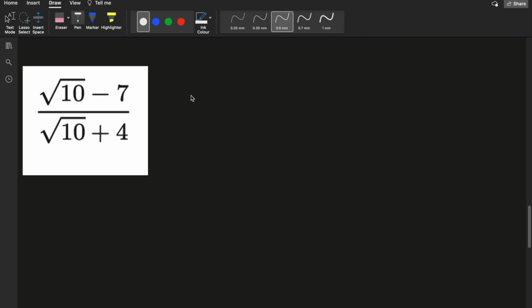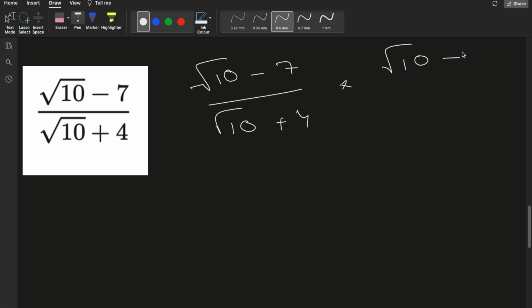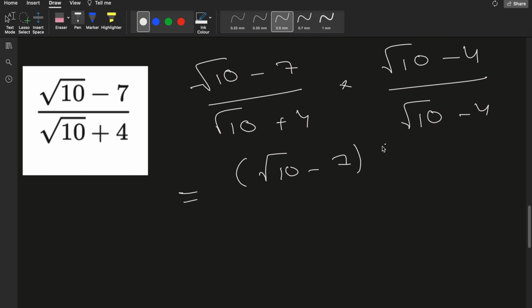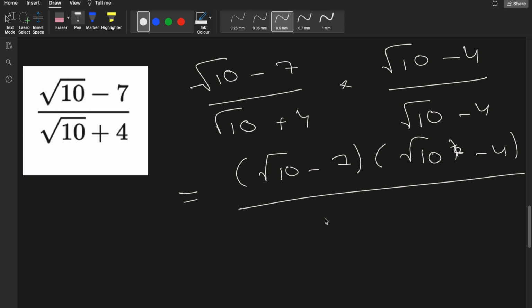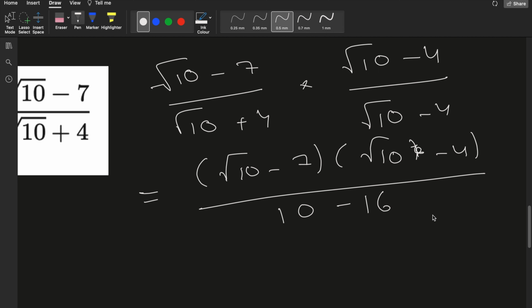Okay, so now let's solve this. Square root of 10 minus 7 divided by square root of 10 plus 4, multiplied by square root of 10 minus 4 divided by square root of 10 minus 4. This would be square root of 10 minus 7 into square root of 10 minus 4, divided by square root of 10 whole squared, which would be 10 minus 16.